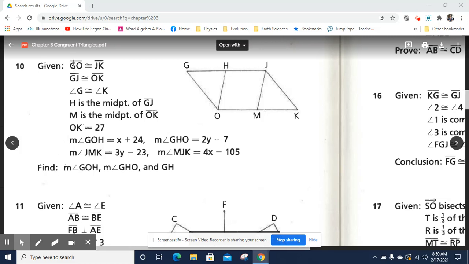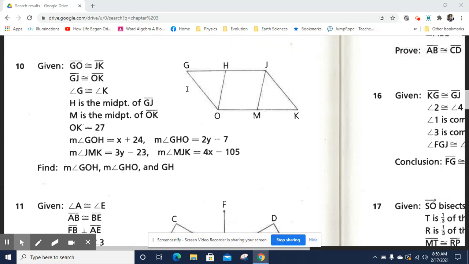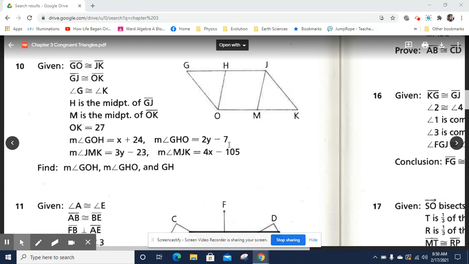So, first of all, we're given some information about this shape here that might be a parallelogram, but we can't assume that. And then we're given some information about the measurements of the angles, and a specific value for one of the sides of this thing. Then we're supposed to figure out the measure of angle GOH, the measure of GHO, and the measure of segment GH from all of this stuff.